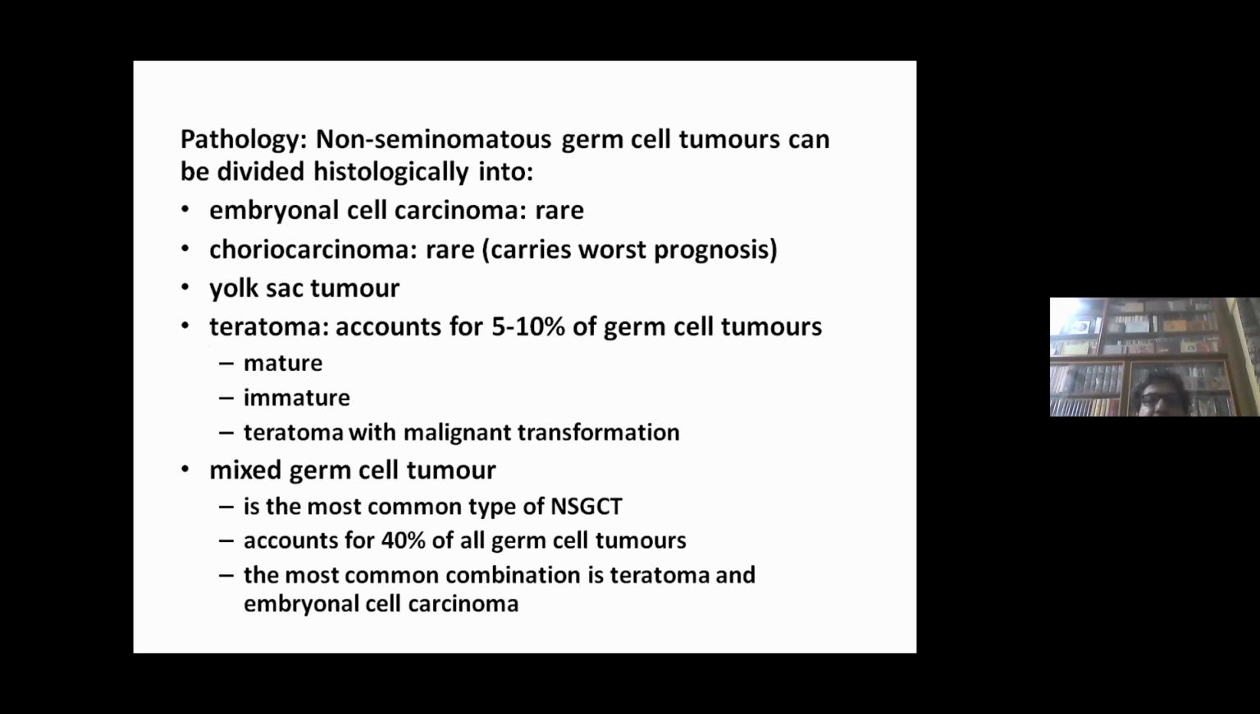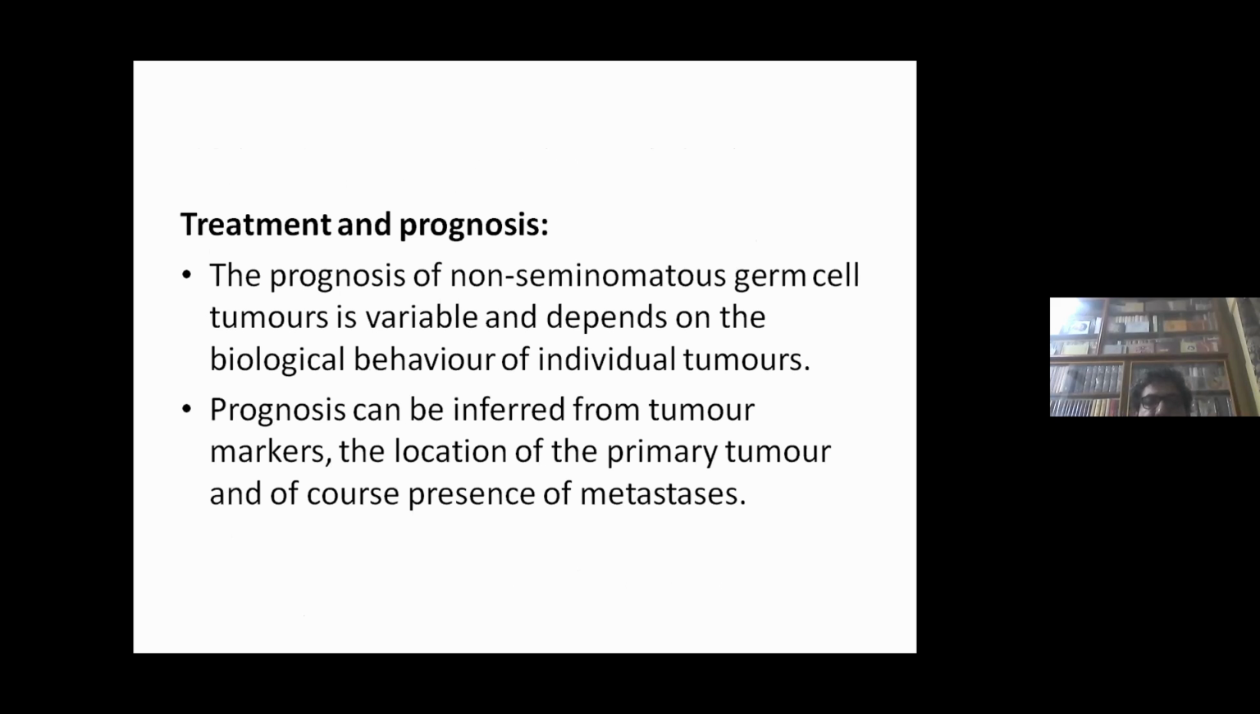Now, pathology. Non-seminomatous germ cell tumors can be divided histologically into embryonal cell carcinoma, choriocarcinoma, which is rare but has a worse prognosis, yolk sac tumor, and teratoma, which accounts for 5 to 10% of germ cell tumors. They are mature, immature, and malignant. Mixed germ cell tumor is the most common type of non-seminomatous germ cell tumor, accounting for 40% of all germ cell tumors. The most common combination is teratoma and embryonal cell carcinoma.